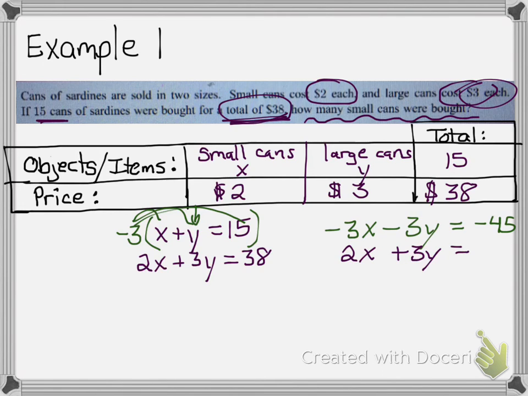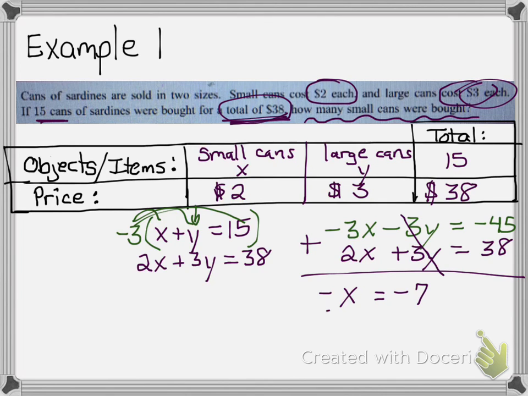Again, we're trying to solve for X, meaning we've got to eliminate that Y. So I'm going to go ahead and add both of these equations together. -3X plus 2X equals -1X. Of course, my -3Y plus positive 3Y equals 0. And my -45 plus 38 equals -7.